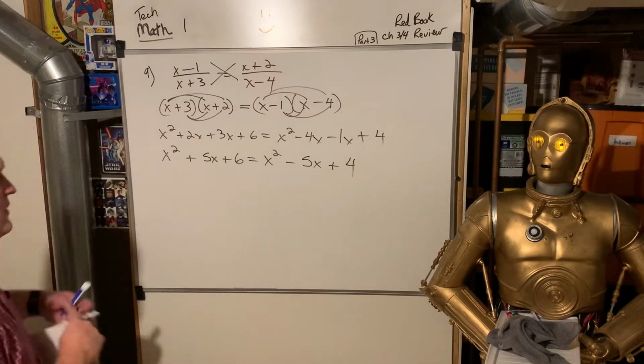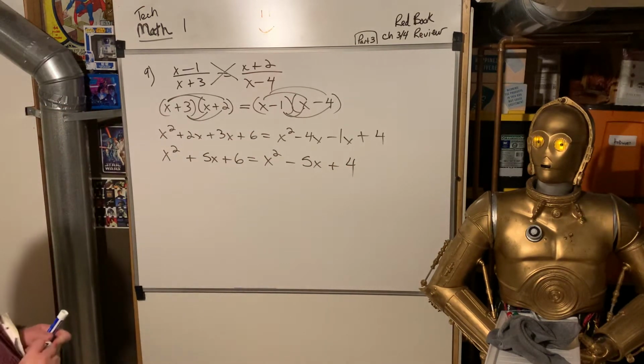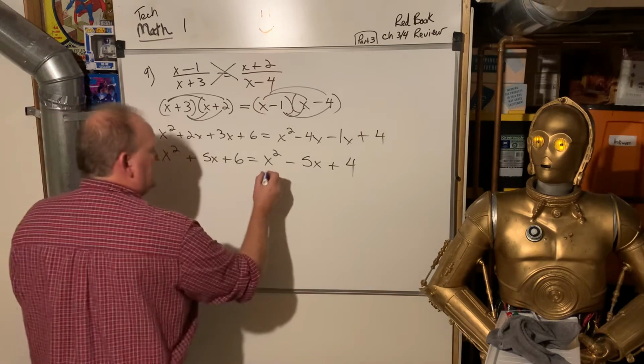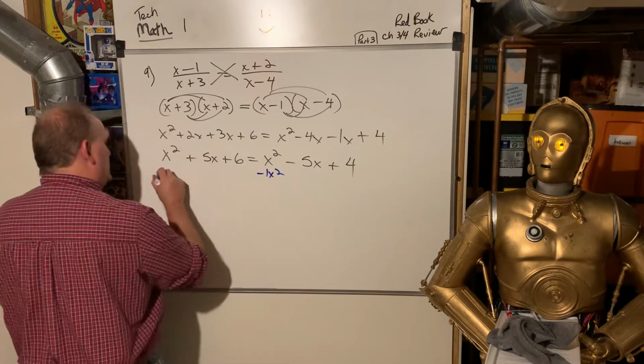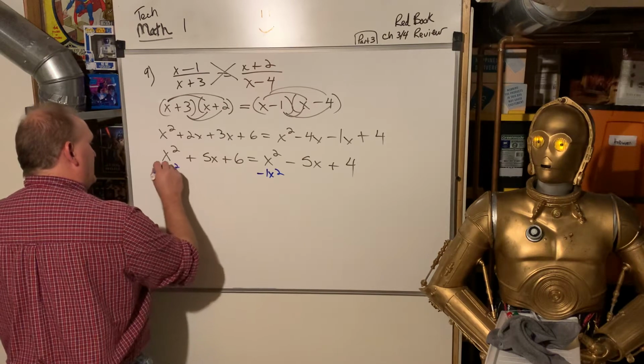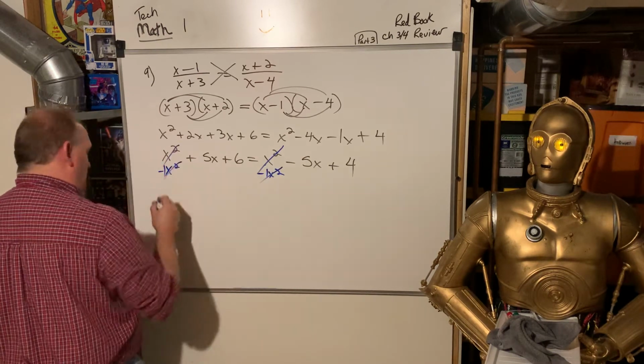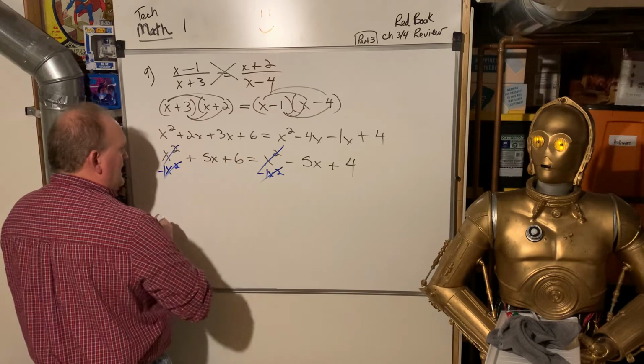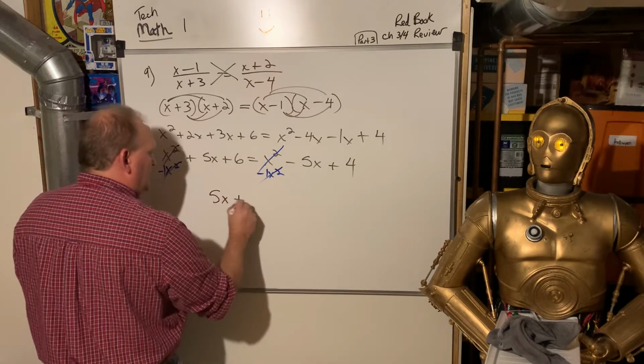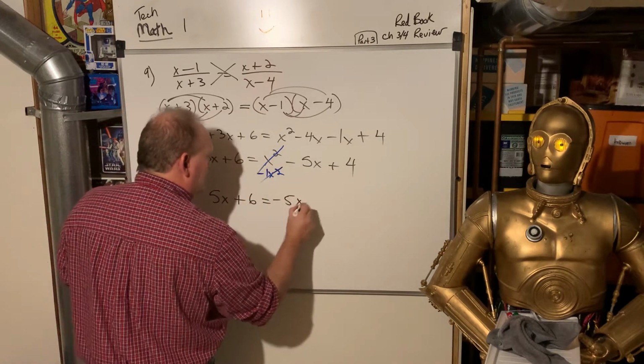Okay, and now let's get everything over to one side, see what shakes out. So we get negative 1x squared, negative 1x squared. Well, look at what happened there. Gone and gone. And now it became a lot easier. 5x plus 6 equals negative 5x plus 4.